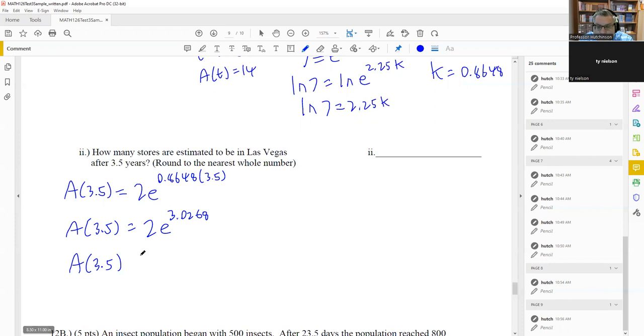If you multiply that, then you'll put that into the calculator. And it says round, the calculator is going to give you 41.26 with some more decimals, but you're rounding it to the nearest whole number. And so then you would just put 41 stores is approximately how many would be there after 3.5 years.